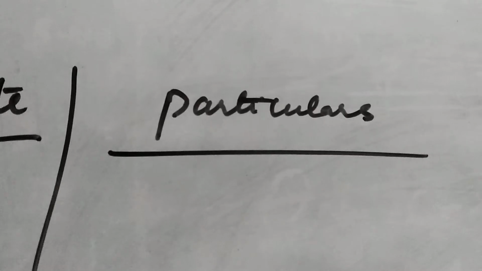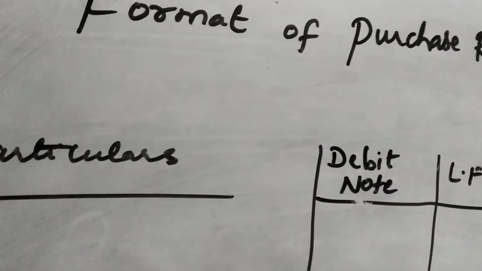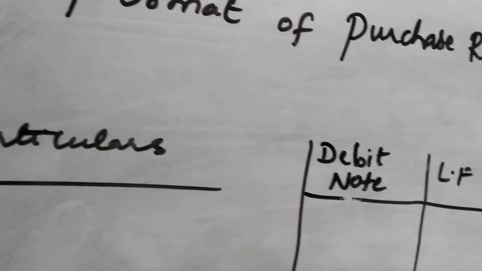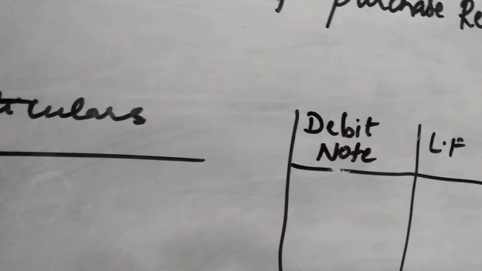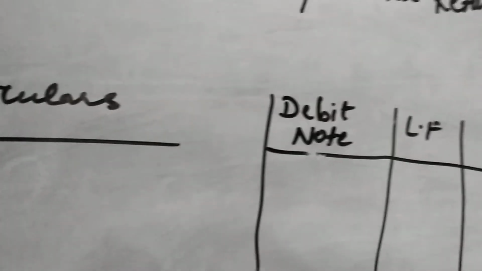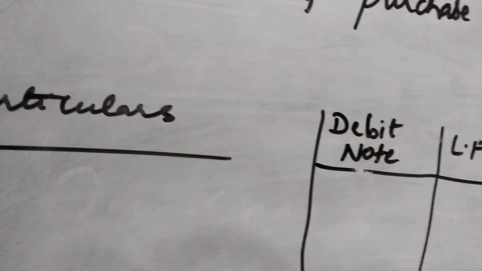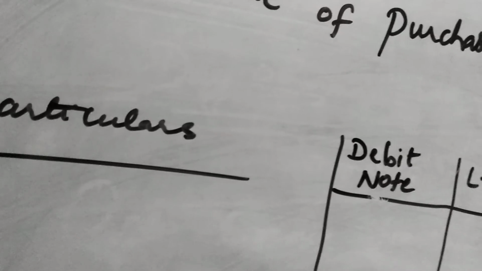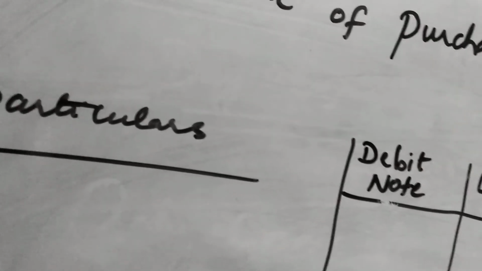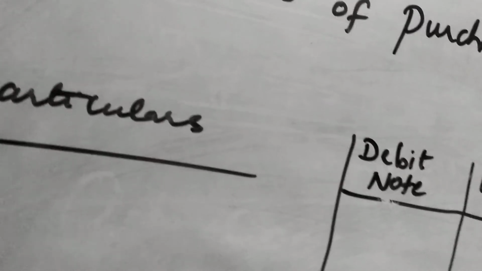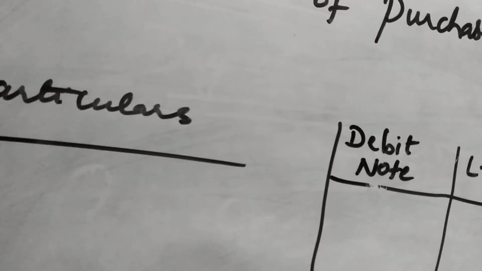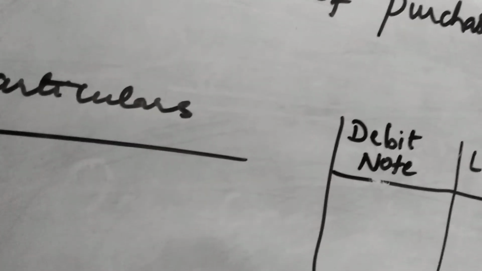So what is the format for purchase return? Date, particulars, debit note. So what is this debit note? A debit note is a statement which is sent to the person to whom the goods are returned. So what does a debit note contain? What is the product that is being returned? How many units are being returned? What is the price of each unit? What is the total value? And why the product is being returned? So these are the items that are shown in a debit note.